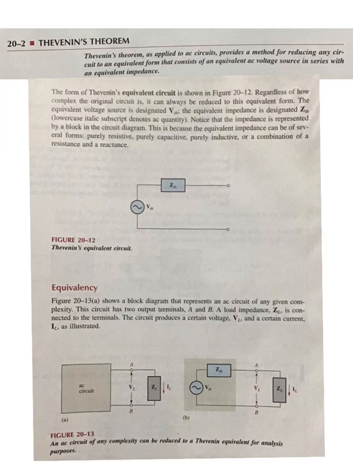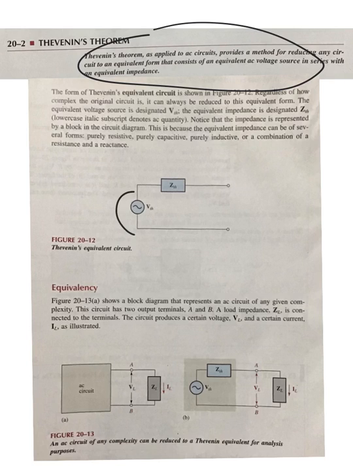Back in Chapter 8, we talked about Thevenin's Theorem with respect to DC circuits. Good news, nothing's changed. We have to reduce circuits exactly the same way we did in Chapter 8. Thevenin's Theorem, as it says right over here, is applied to an AC circuit. It provides a method for reducing circuits to an equivalent form that consists of an AC voltage, here it is, and an impedance in series.